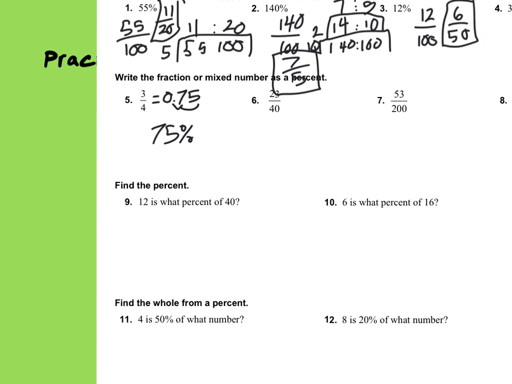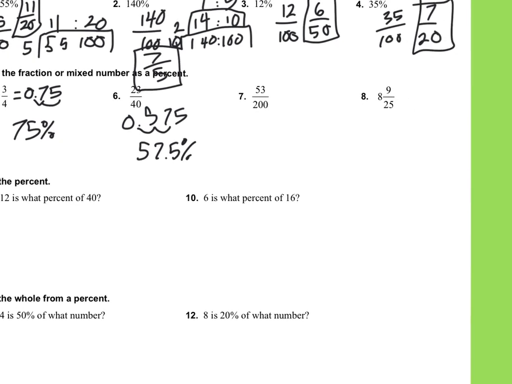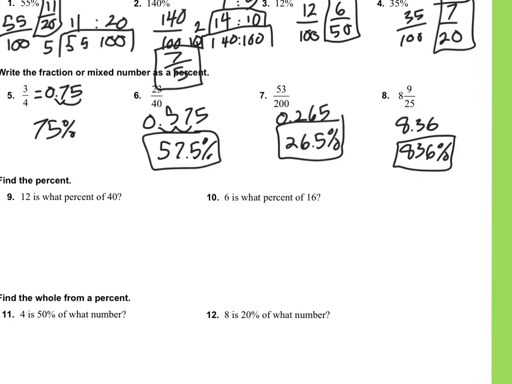Okay, so let's try one more of these. 23 divided by 40, and I get this as my decimal, 0.575. Move the decimal always 2 places. We end up with 57.5%. Okay, so give 7 and 8 a try on your own and see what you get. All right, is that what you got?